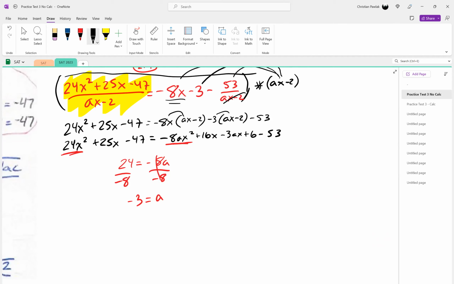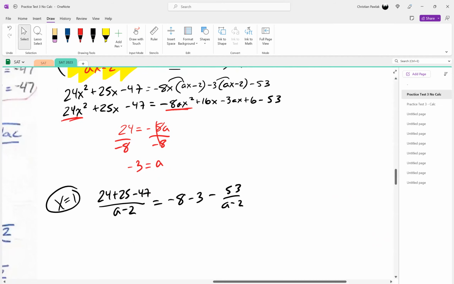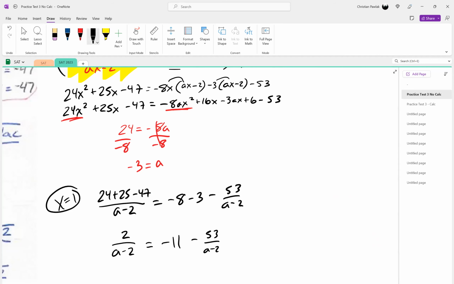So instead, I can plug in x equals 1. If I plug in x equals 1, because this is supposed to work for all values of x, just like it said, then I get 24 plus 25 minus 47 over a minus 2 is equal to negative 8 minus 3 minus 53 over a minus 2. If I clean this up a little bit, I get 24 plus 25 is 49 minus 47, so that's 2 over a minus 2 is equal to negative 11 minus 53 over a minus 2.